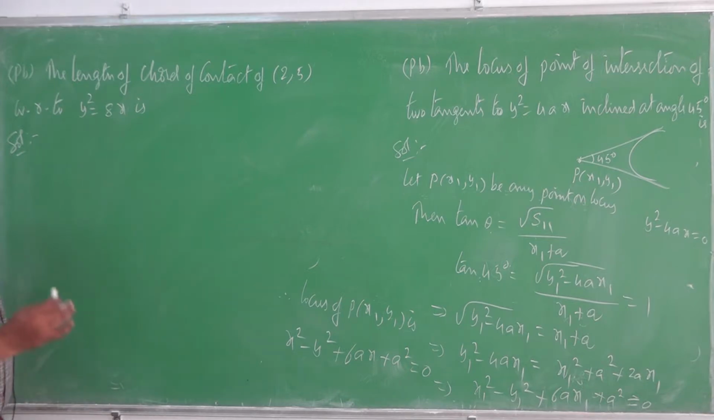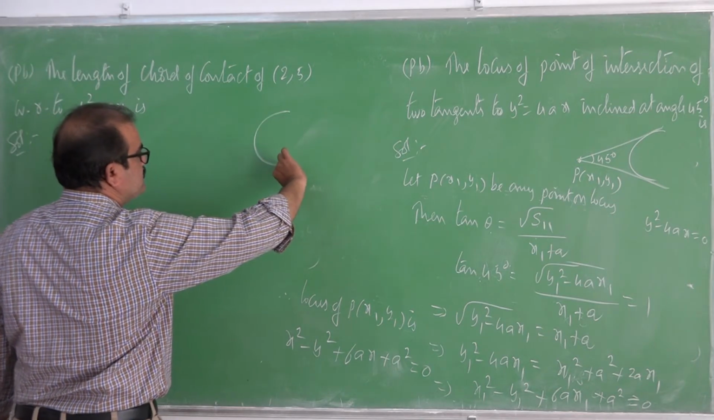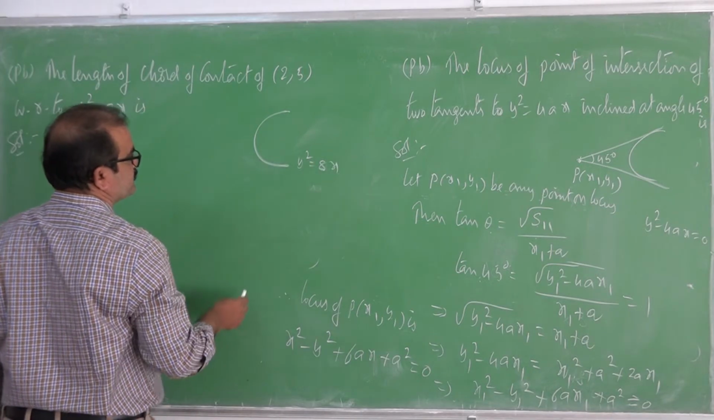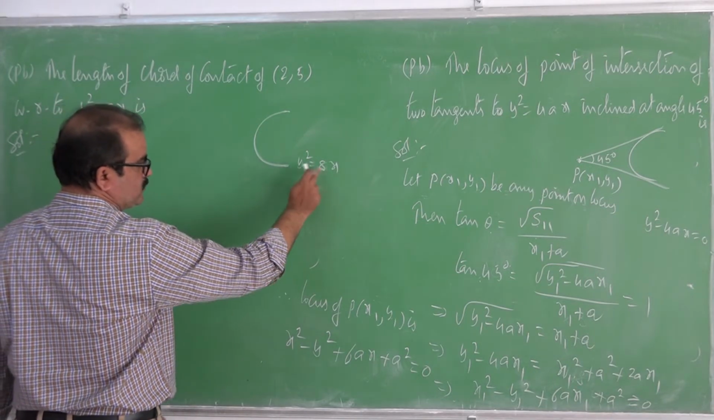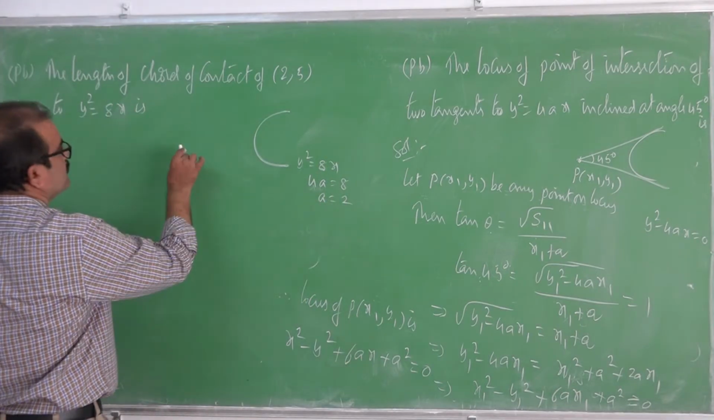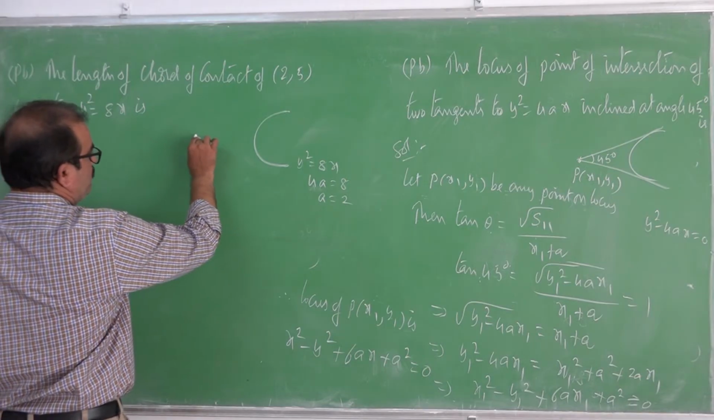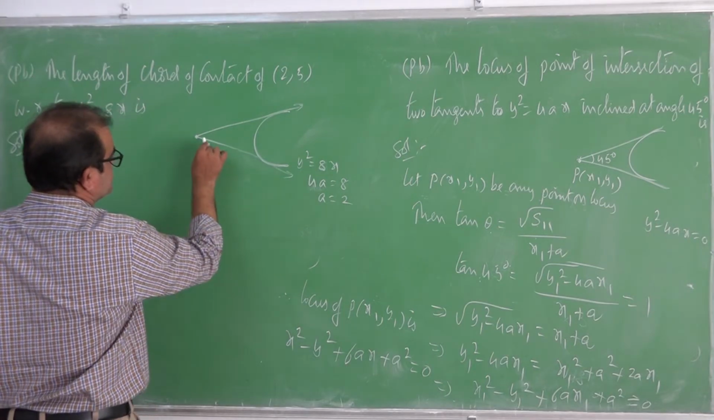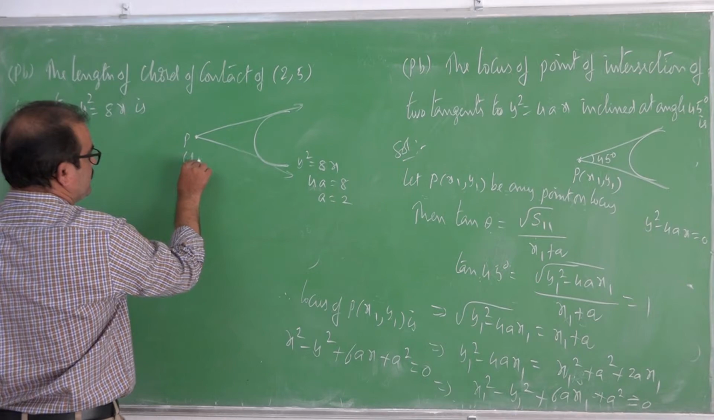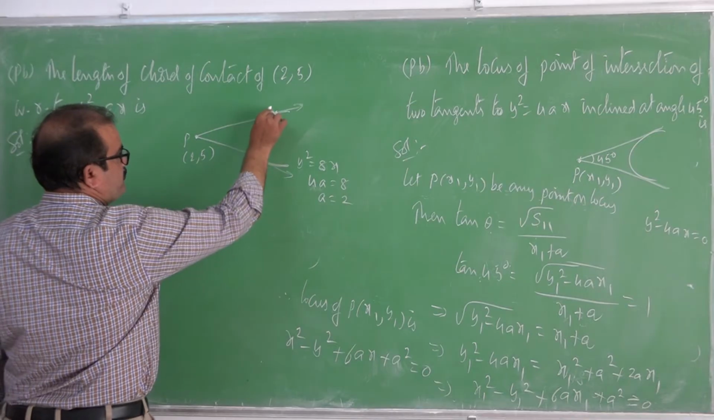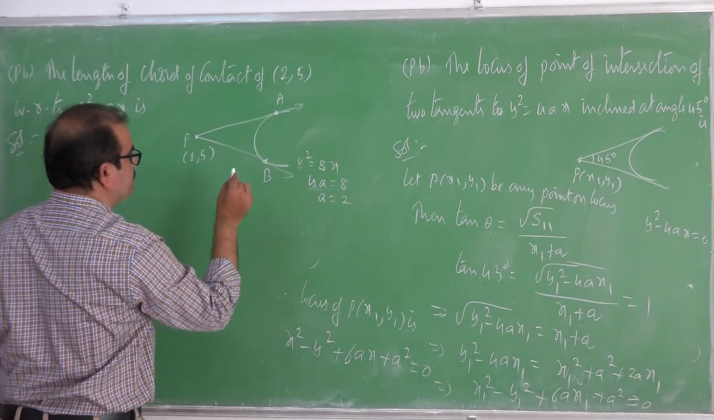See here, first of all we discuss what is meant by chord of contact. This is the given parabola y square is equal to 8x. It is in the form of y square is equal to 4ax. 4a is equal to 8, then a is equal to 2. See, from an external point, how many tangents are drawn to any parabola? 2 tangents. Let the given point be (2, 5). Let the points of contact be A and B.